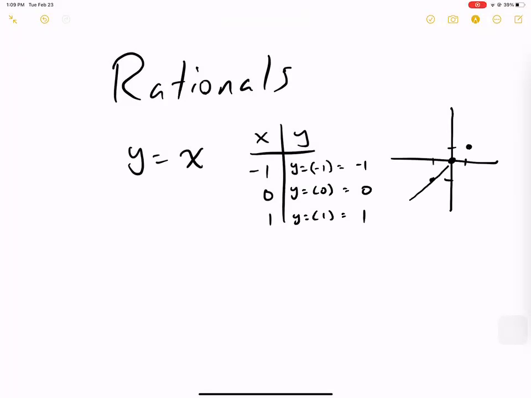Okay? And what we do is we just interpolate. We figure that between this point and this point, there's probably a bunch of points in between, so we just draw that line. For a straight line, it makes sense, but for a graph like a parabola or anything else, we're just guessing.